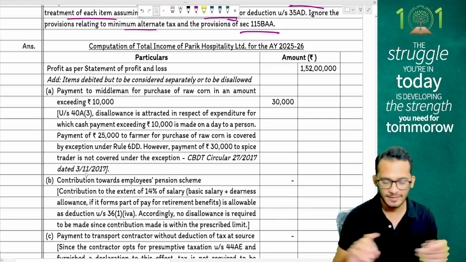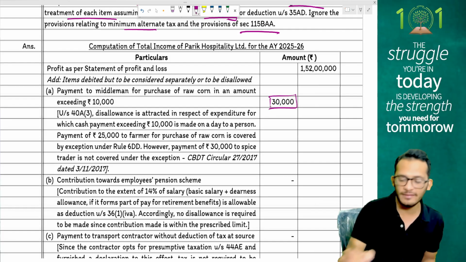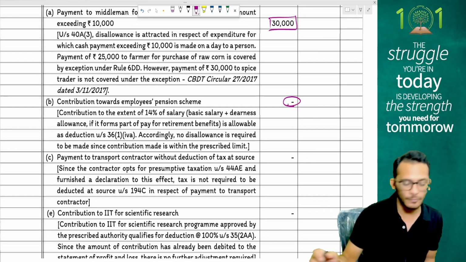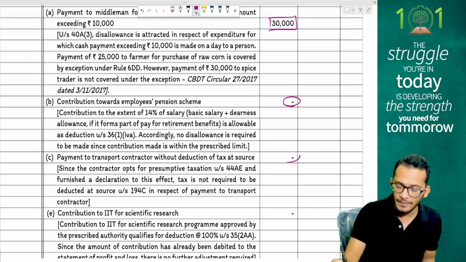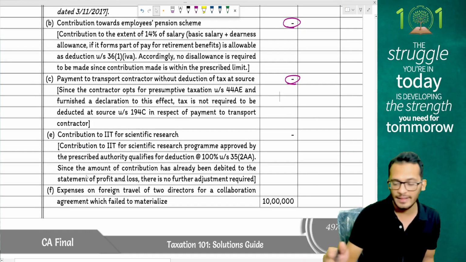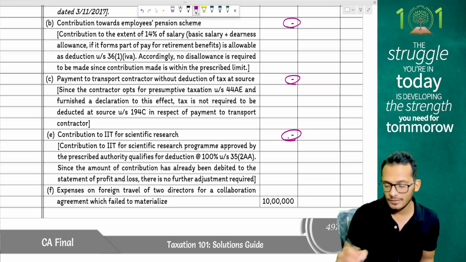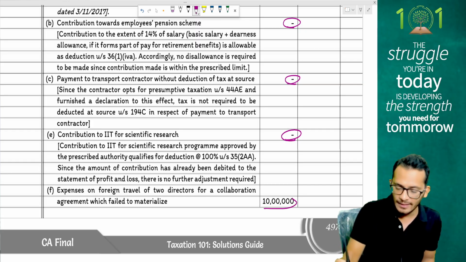Yes, items which we discuss, people. Purchase of raw materials, we are only disallowing 30,000, which is pertaining to the trader. I am ignoring the pension scheme because it is within 14%. I am ignoring any payment to transporter because it does not trigger TDS. I am ignoring IIT contributions because it is not under special regime. I am allowing 10 lakh.